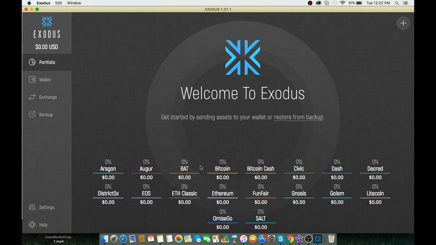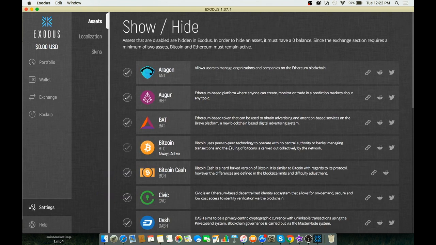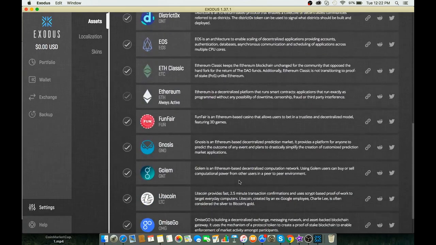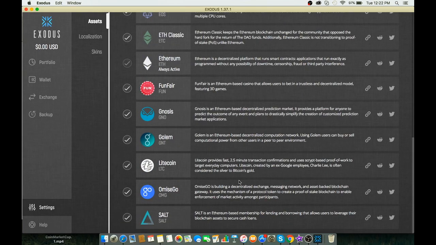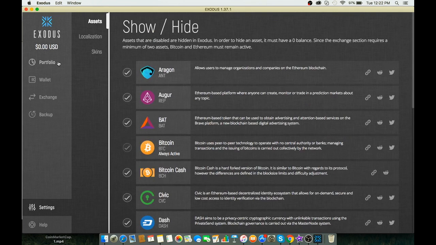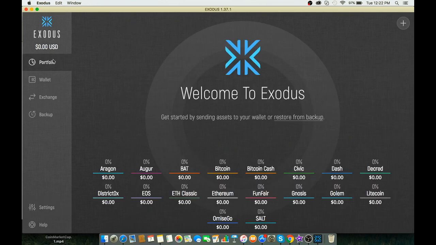So the Exodus wallet, it's a great desktop wallet to have. As I mentioned before, it has all these coins listed, and in the future as things progress and change, they're obviously going to be adding more coins, and they might even take away some of these coins if they don't survive. But this is a great desktop wallet to have and platform to have when you're using various coins.